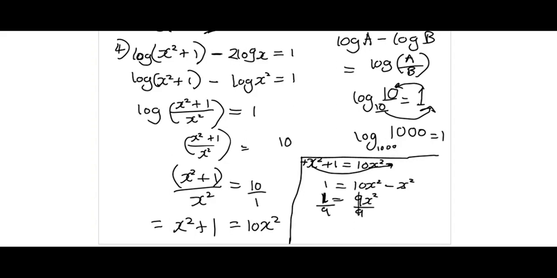This cancels out, so we are left with x squared is equal to 1 over 9. And then we take the root of both sides. This becomes plus or minus here. They cancel out, so we have x is equal to plus or minus the square root of 1 over 9.